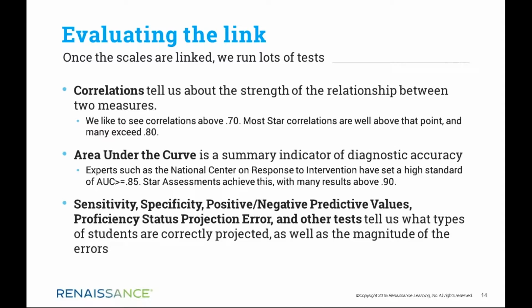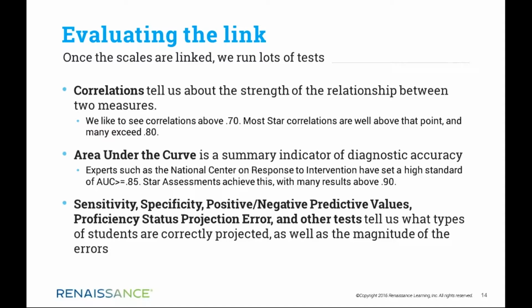In addition to that, there are a number of other tests that we do, such as sensitivity and specificity. These basically tell us what kinds of errors are being made, or what kinds of students we are not predicting correctly. It's important to recognize that there's always going to be some level of error, and some level of error is tolerable. But for each of these other values, we have metrics that we want STAR to hit.